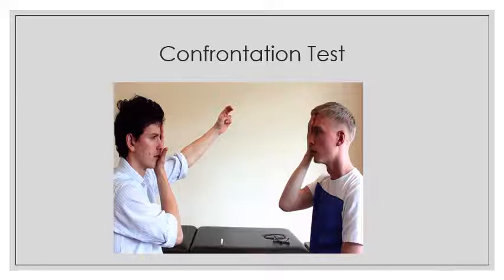Then hold an object, whether your finger, a pen, or pointer, or whatever, in the mid-distance between the examiner and the patient. We compare the visual field of the patient with the visual field of the examiner, meaning that the examiner should have a normal visual field in the start.